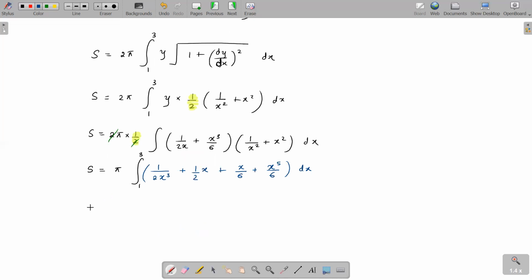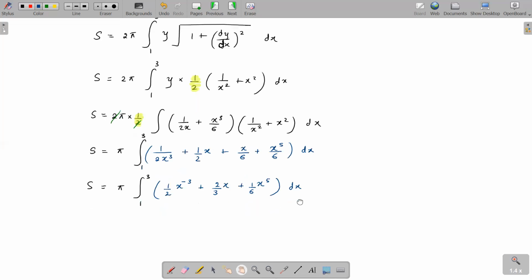So I think we are ready to integrate. Before integrating, I want to make sure all my x terms are up, and let's add the like terms. This becomes 1 over 2, with x cube in the denominator going up as x to the power minus 3. Half x and x over 6 we can add. How much is it? Half x plus x over 6 is 3x over 6 plus x over 6, which gives 2x over 3. Plus x to the power 5 over 6, with respect to x.